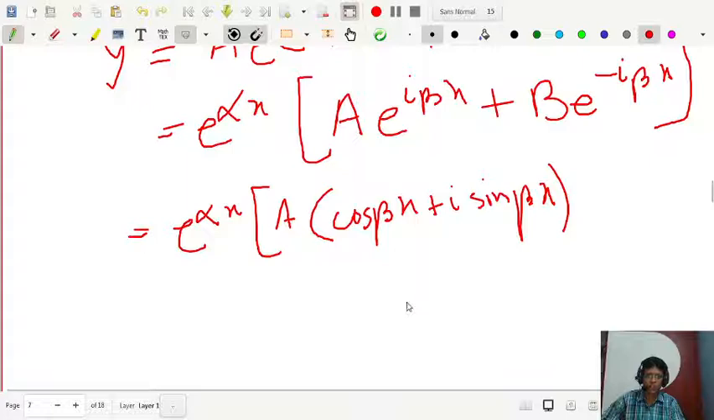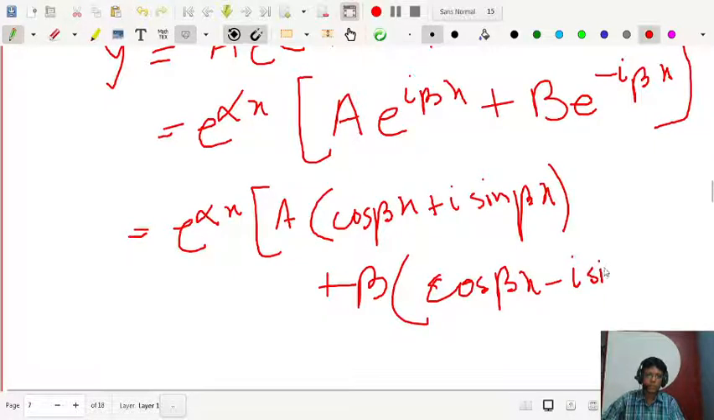We have the knowledge from complex numbers. Plus b into cos beta x minus i sin beta x, right? Okay. e to the power i beta x is written as cos beta x plus i sin beta x, and e to the power minus i beta x is written like this. This is your b, an arbitrary constant.